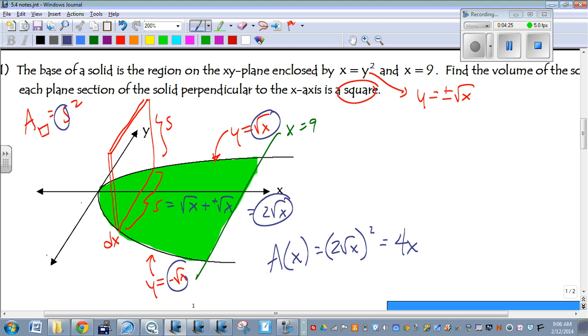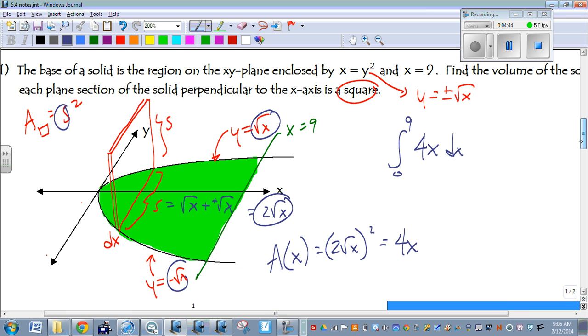So our definite integral is going to go from a to b. What's our smallest x value? 0. Biggest x value? 9. And it's going to be the area, which is 4x, times that thickness, or height, which is dx.